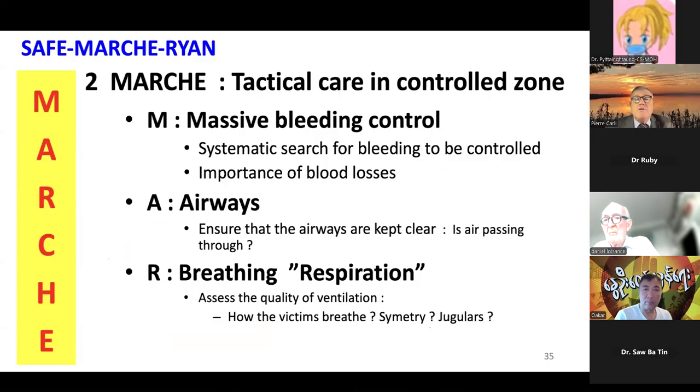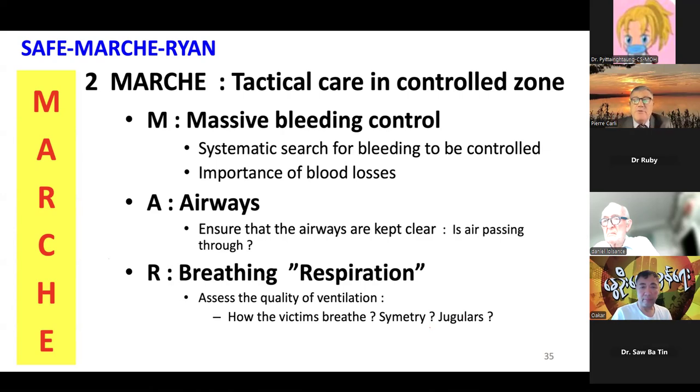The first letter of this acronym, MARCH, the second phase in tactical care control, is controlling the bleeding, as we said in the principle of damage control. You search systematically for bleeding, and you will use the techniques we have seen as needed to stop the bleeding, and we can go back to that later if you want. You also look at the importance of blood loss. If you don't look carefully, you will be surprised by an injury under the patient's clothes or in a place you didn't expect. You have to look precisely for that.